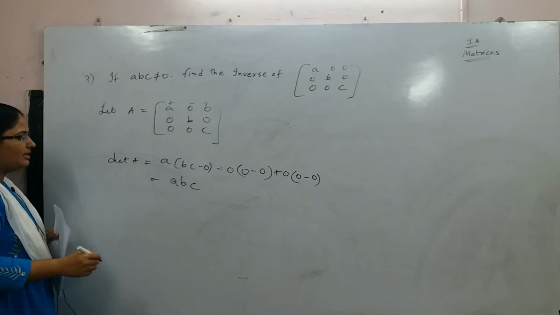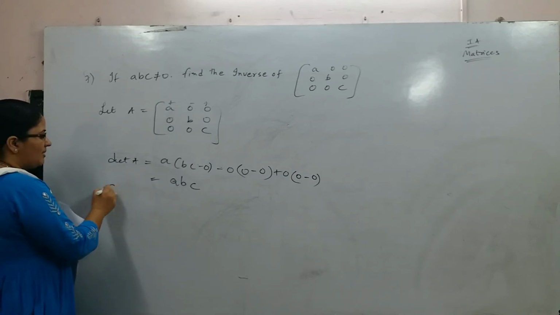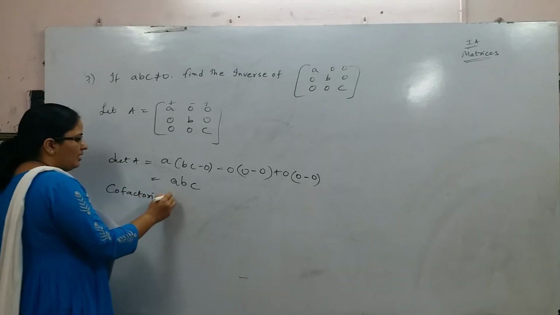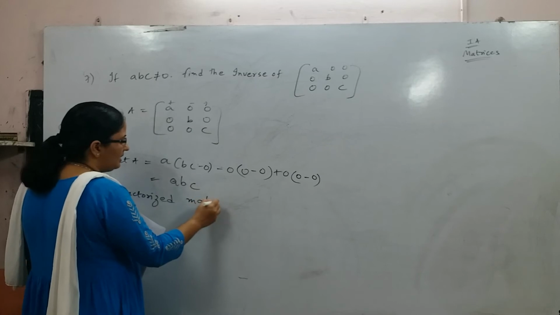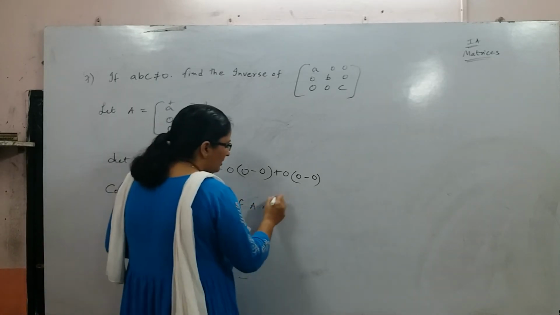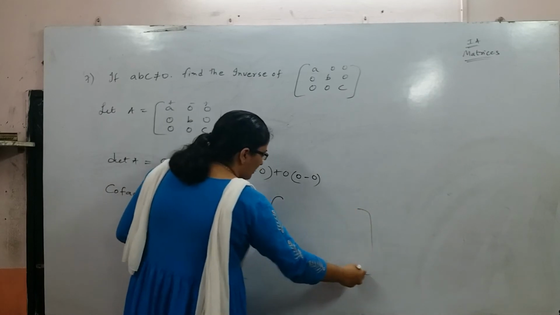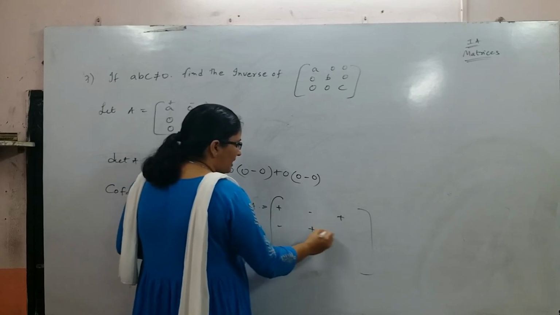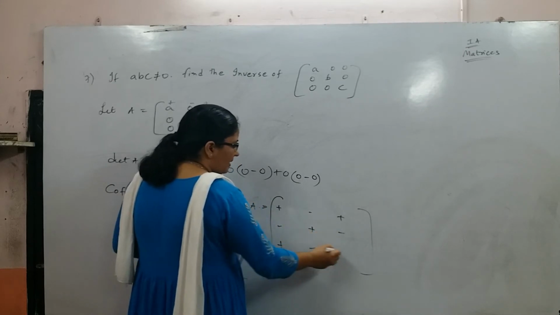Next we have to find the cofactor matrix of A. For that you have to put plus minus plus, minus plus minus, plus minus plus.